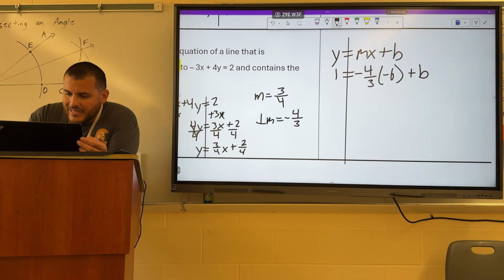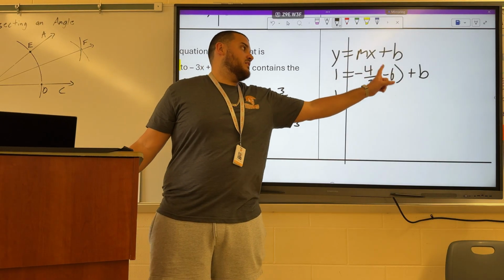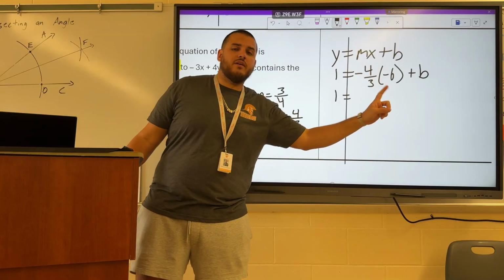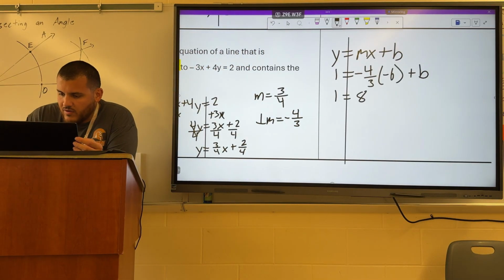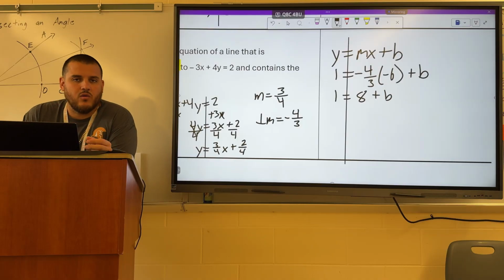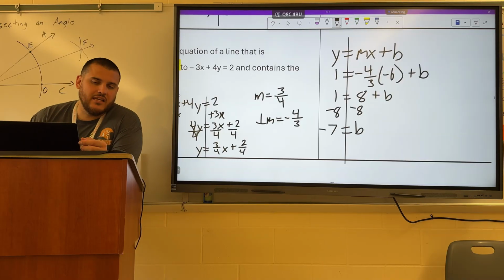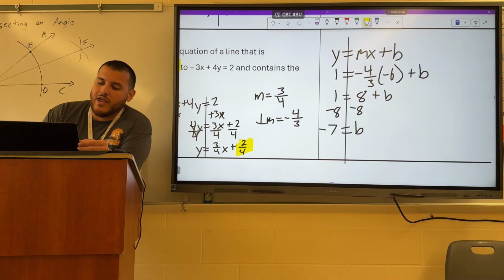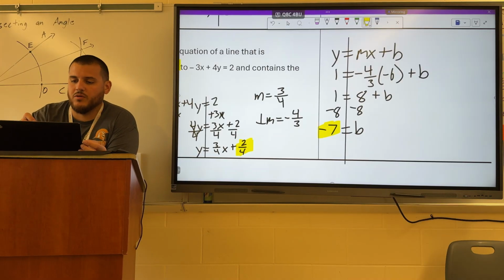So multiplying -6 times -4/3. First, negative times a negative is going to give us a positive. And remember, we're going to do 6 times 4, which is 24, divided by 3, and we get 8. So we have 8 here. And to get the y-intercept alone, now I'm going to subtract 8 from both sides. My y-intercept is -7. Again, here's the proof that your y-intercepts are not going to be the same, right? It's just a coincidence for our previous example.